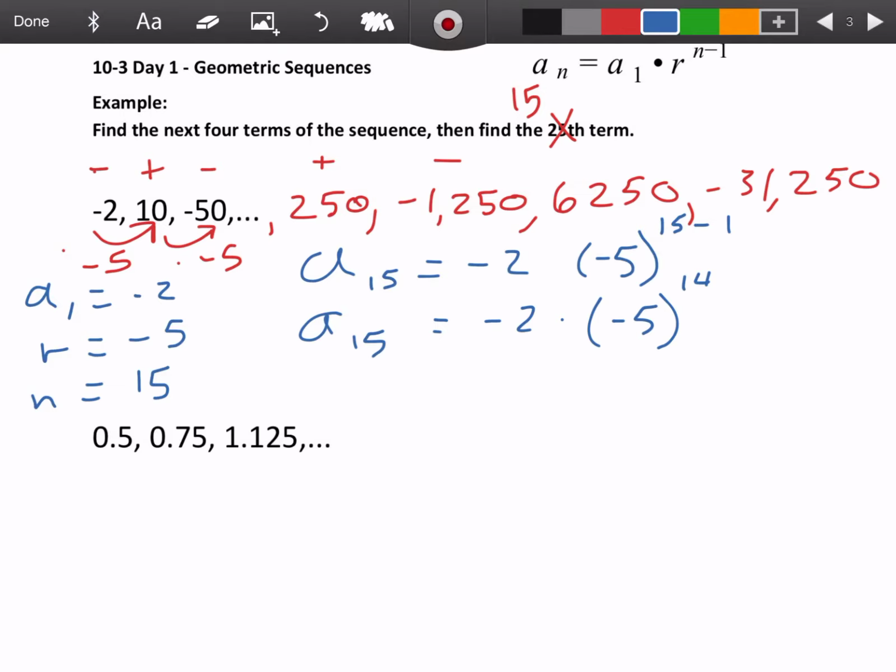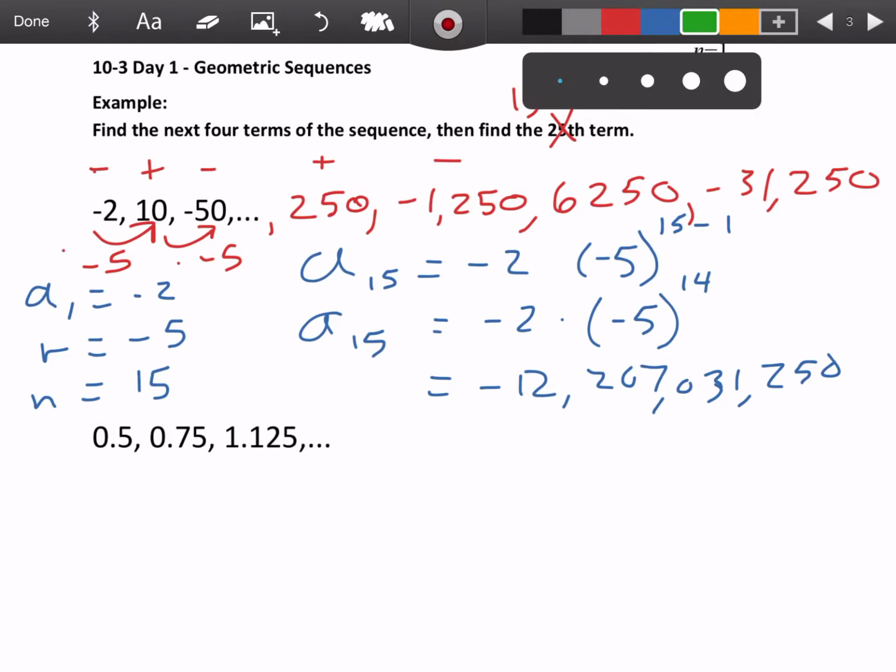And if you plug that in, remember it's going to alternate back and forth between positives and negatives, but our number is increasing. Even though it goes to a negative, I guess you could say it would be decreasing. So this goes all the way to negative, let's see, we got 12, 2, 0, 7, 0, 3, 1, 2, 5, 0. So that's a really small number because it's negative, but that would be negative 12,207,031,250.